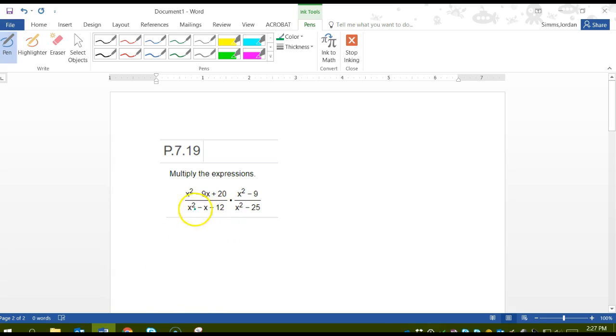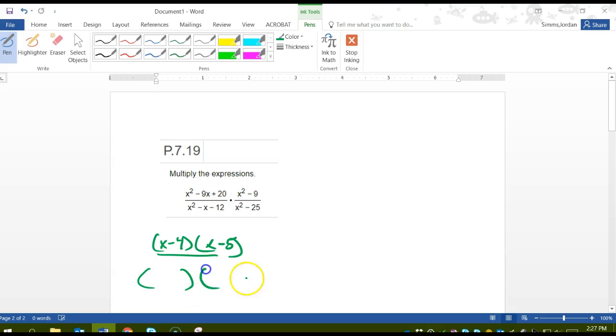We're going to multiply. So what we're going to do is factor everything completely first, okay? This is a trinomial. I'm going to factor that out. Now, x and x for us, this first one. Now we're looking for two numbers that multiply to equal positive 20 but add to give us negative 9. That's negative 4 and negative 5.